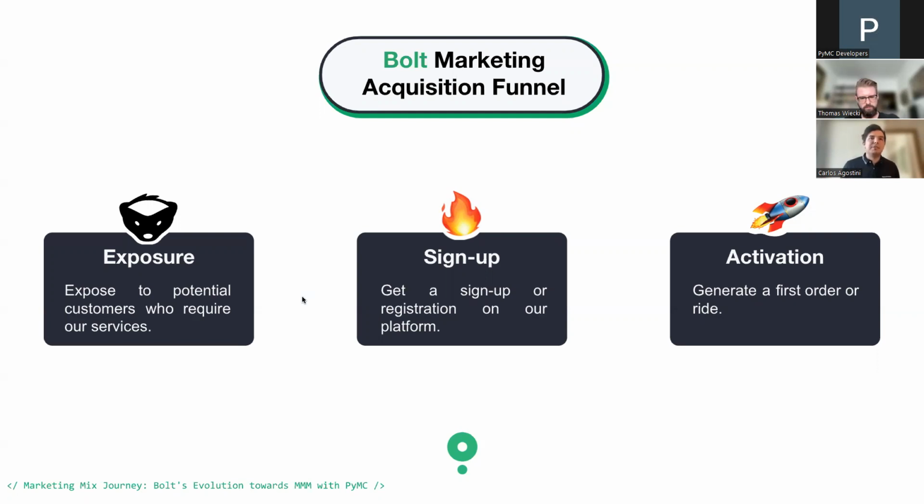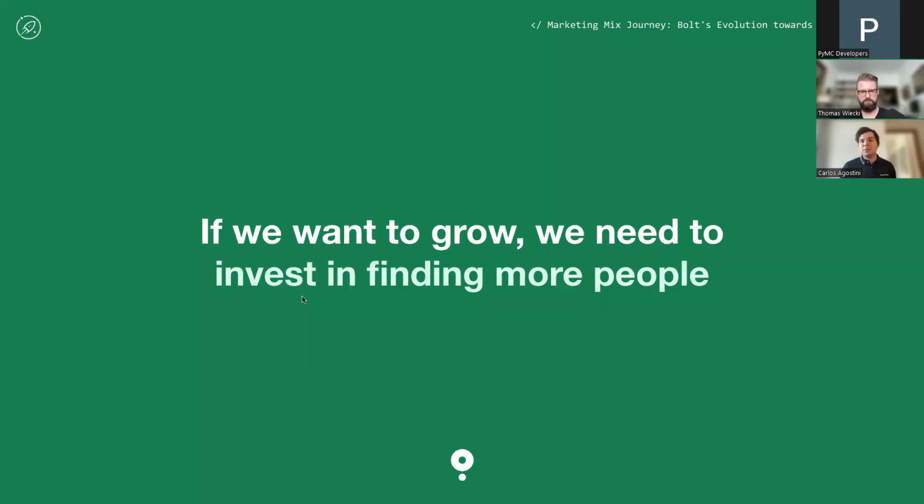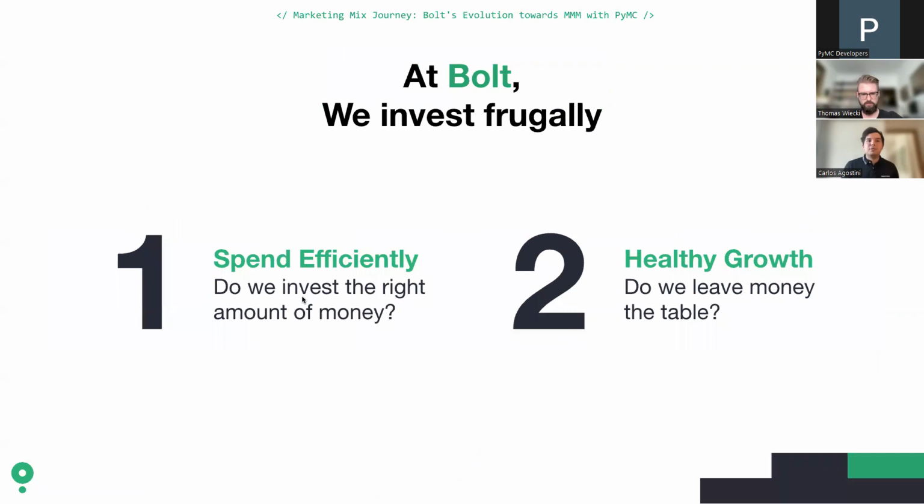I'm sure that a lot of other companies have the same kind of funnel, but we figured out that if we wanted to grow, we needed to invest a lot in order to show to more people. And as with anything involving investment, we try to invest in a very frugal way. What I mean here is that on one hand, we want to spend efficiently, so we want to pay the right amount of money for the users that we want to acquire, but at the same time, we don't want to leave money on the table. We don't want to lose that growth potential. So working between these two ideas is actually very, very hard.